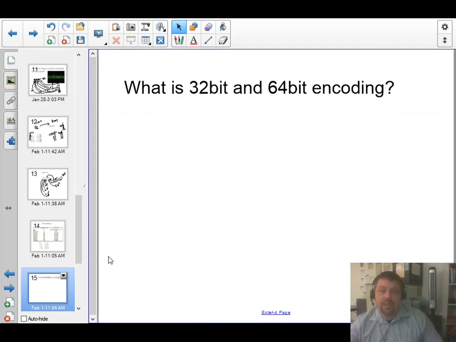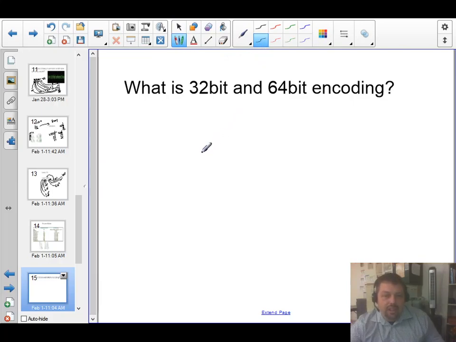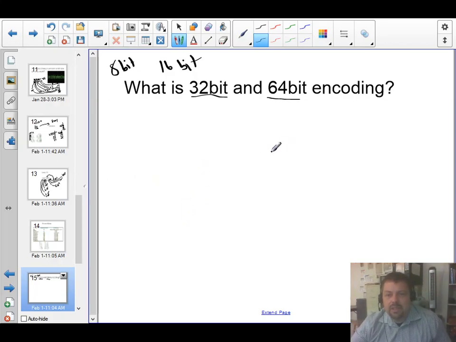Okay, so 32-bit and 64-bit encoding. This basically means the biggest number the computer can understand. Nowadays there's a few 32-bit computers left. Most new computers are 64-bit, but back in the old days, you even had 16-bit, and before that you had 8-bit, and so on, and 2-bit and 1-bit even, a long time ago. So that's the biggest number the computer can understand.